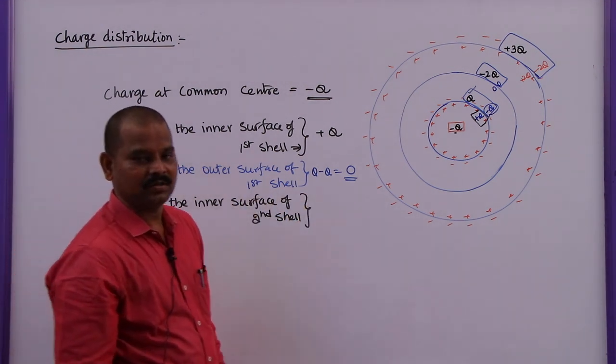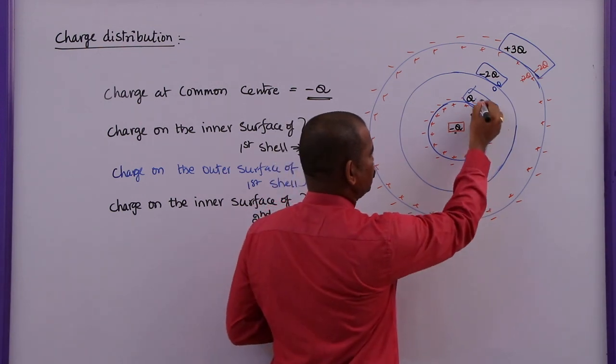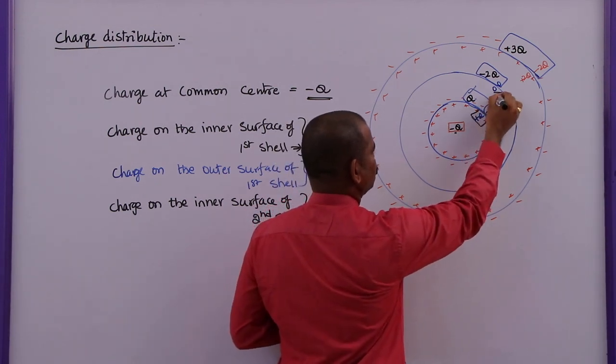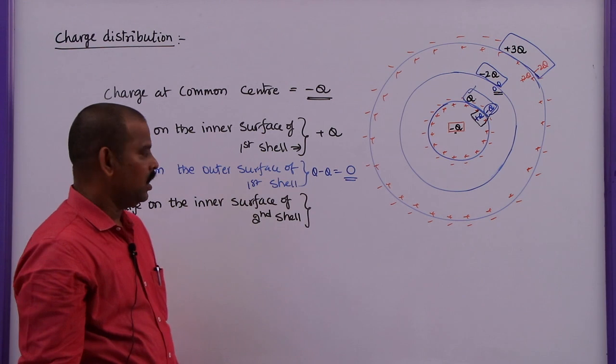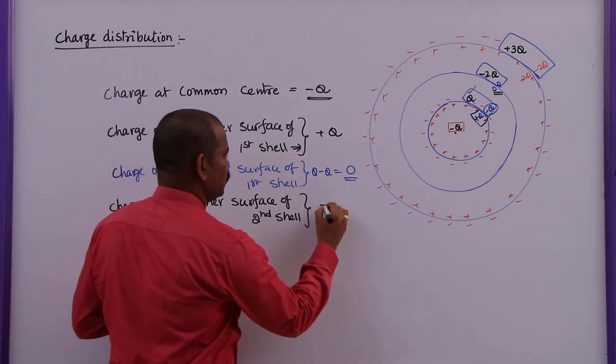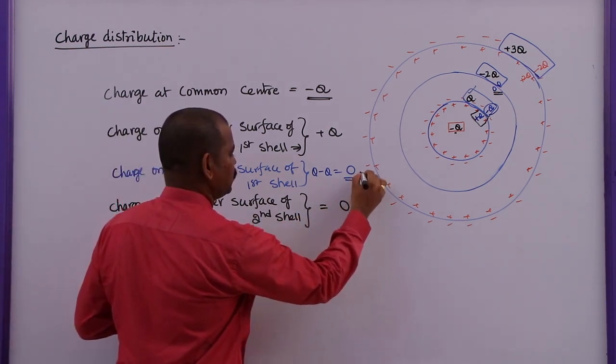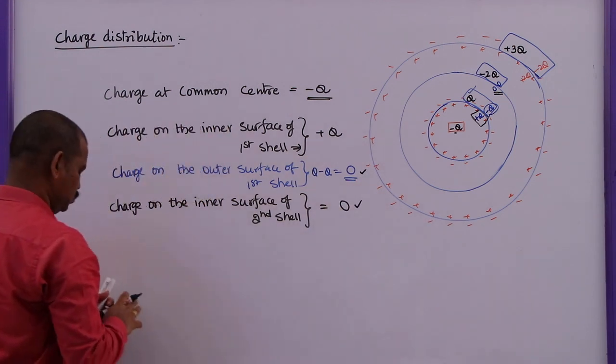This is the inner surface of a shell. Here, as the charge on the first shell is 0, there is no induced charge on the inner surface of the second shell. So this will be 0. As it is 0, the induced charge is also 0.